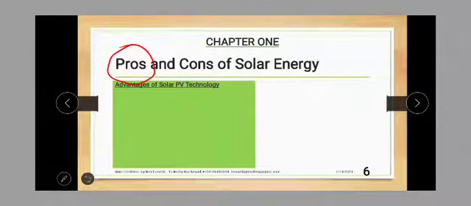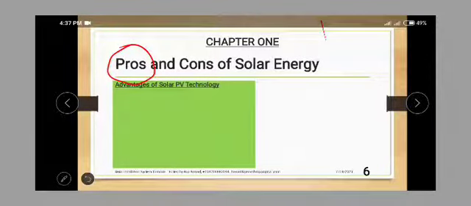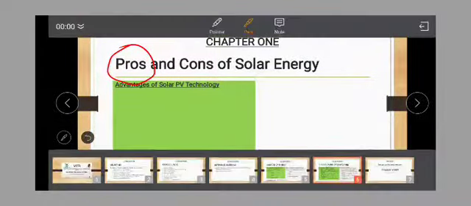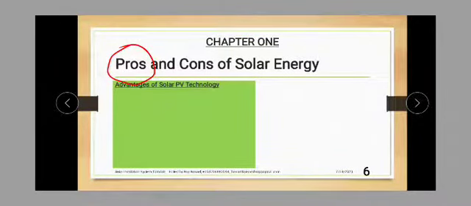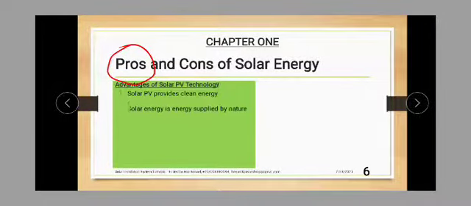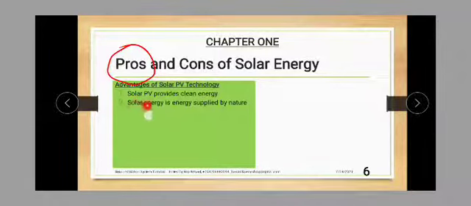The first one. Number one, solar PV provides clean energy. There is no harm to the environment. They are very clean, safe to the environment. There is no pollution. It produces clean energy. There is no disturbance to the environment. We have point number two on the advantages. Solar energy is energy supplied by nature. It is natural. So the light energy is natural.